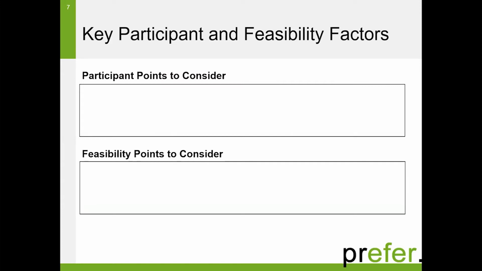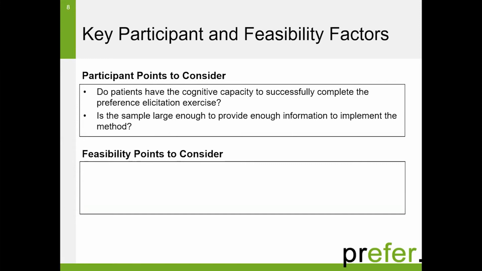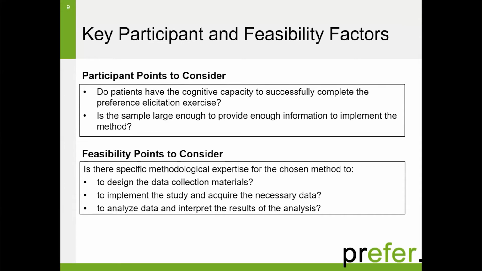First, let's look at the participant and feasibility factors. As noted above, participant factors deal with both the ability of the patient to complete the exercise and the ability of the sample, primarily with regard to sample size, to provide enough information to implement the method. When it comes to feasibility, the primary question relates to the expertise needed to implement a method or the ability to access such expertise. It is also important to note that feasibility may be impacted by time and budget constraints.